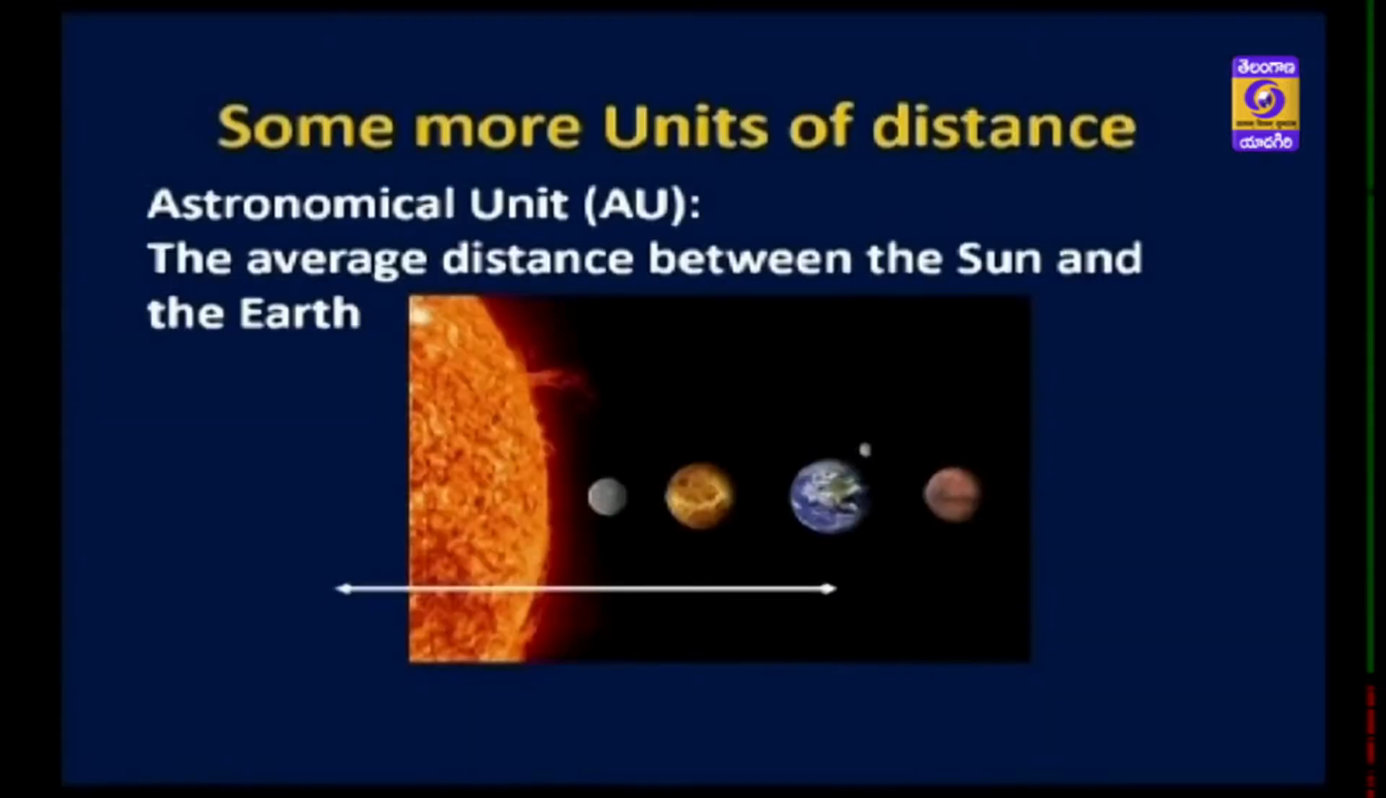I would like to introduce some units which are much bigger than we imagine. One is the astronomical unit, which is the average distance between the sun and the earth. We know that earth is moving around the sun. Actually, it moves in an elliptical orbit. So the distance between sun and the earth is not the same throughout the year. So the average distance is considered to be the astronomical unit.